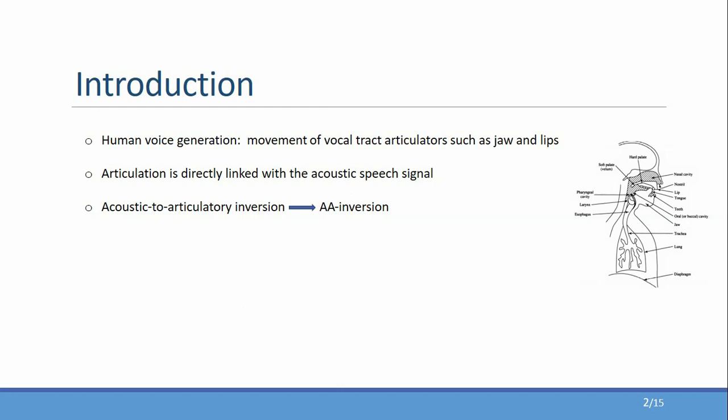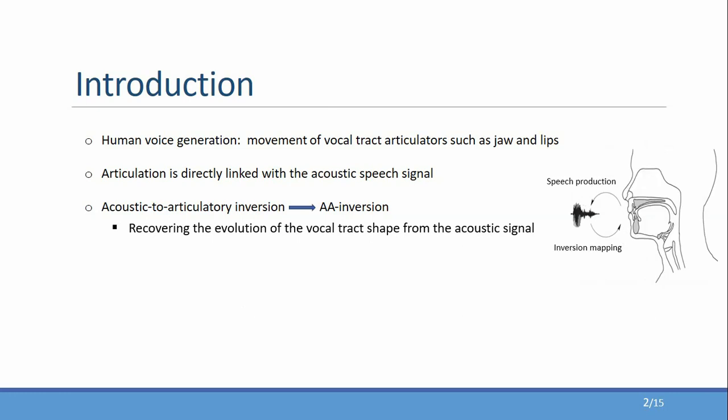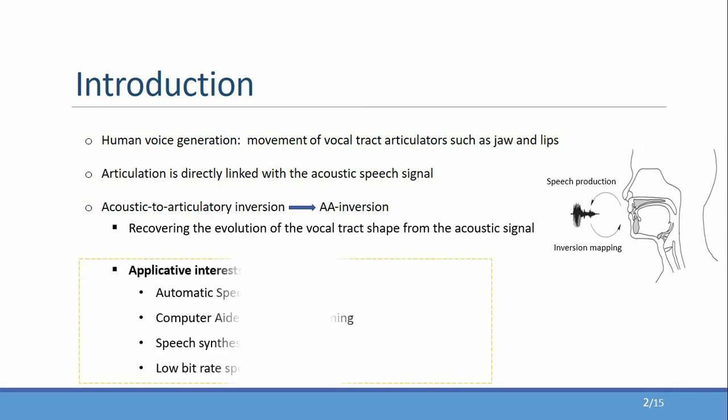Acoustic to articulatory inversion, or AA inversion, extracts the articulatory trajectories or parameters from a given acoustic signal. In other words, it inverts the human speech production. But the question is, what is this inversion useful for?